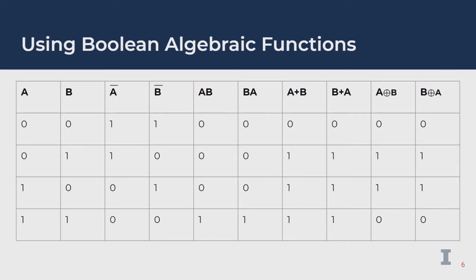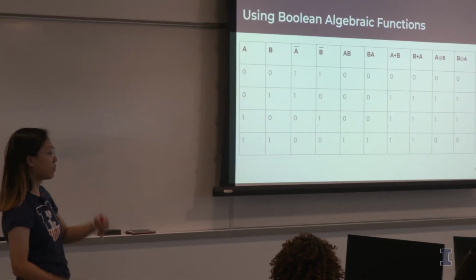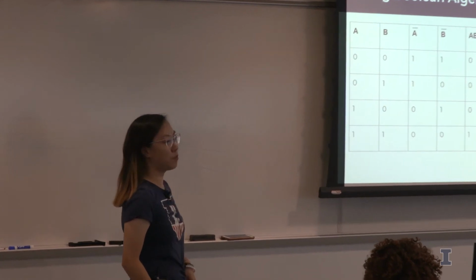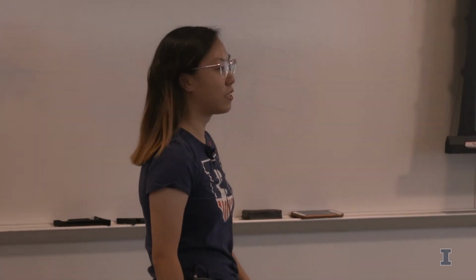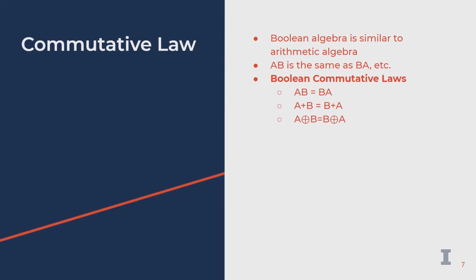Did anyone notice any patterns with these that we gave you? Did it make a difference if we switched A as the first variable we listed versus B? No. The reason we call it Boolean algebra is because it has many of the same properties as arithmetic algebra. This is our commutative law. It's basically stating that the order that we state things doesn't matter. It's more about the actual action. So A and B is always going to be the same as B and A, A or B is going to be B or A, and so on for all the other functions.